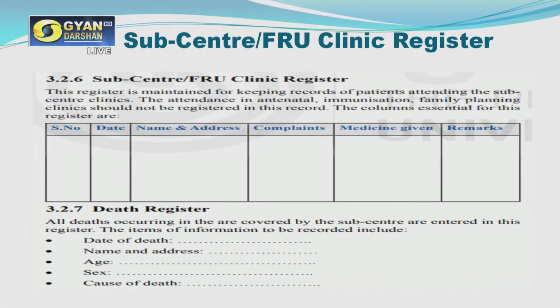In it you can write down number 1 as per the serial, then the date, name and address of the person who has come with the health problem, and what were the chief complaints, with what complaint or health problem the patient came, and whether any medicine was given. Then you can write in the remarks whether you have satisfied the patient or the patient needed further referral. So this kind of information you can give in the remarks.